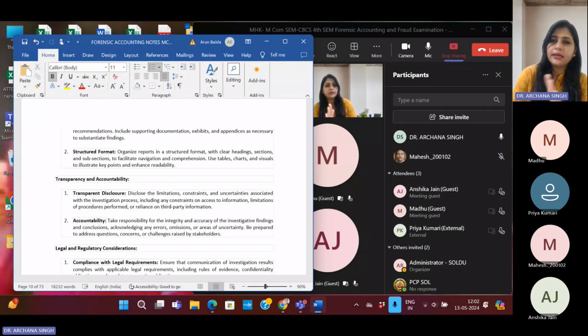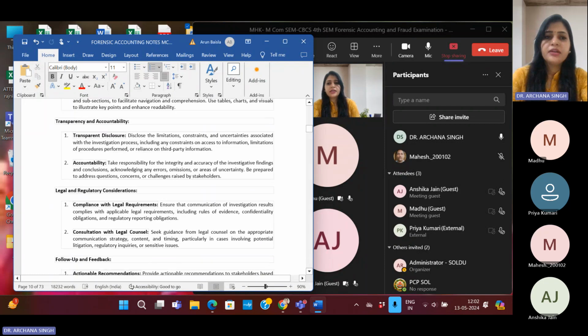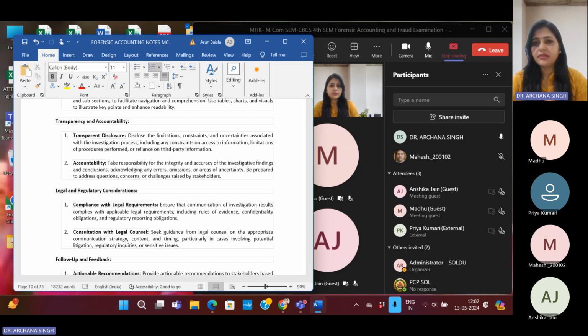Then transparency and accountability. Transparent disclosure means disclose all the limitations, constraints, and uncertainties that are associated with the investigation process. Include any constraints on access to information, limitations of procedures performed, or reliance on a third party. So they had a transparent disclosure, means they should not keep anything hidden, they have to disclose everything.